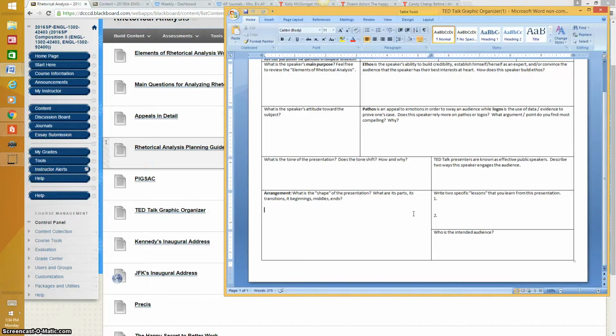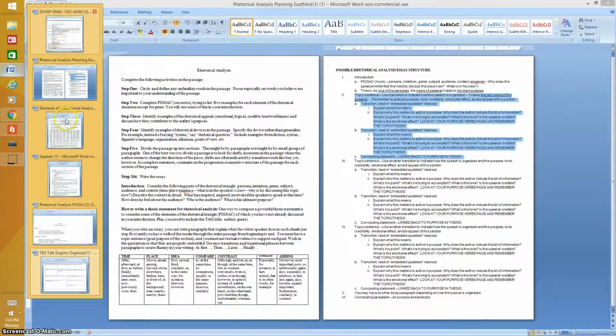This is key: arrangement. What is the shape of the presentation? This is very similar to the visual analysis. Where does your eye start? Where does your eye go next? Where does it go next? In speeches, we're doing the same thing. How is the speech arranged? How does it start? Where does it shift? How does it finish? Does it have three parts, two parts, four parts? How do you know the speaker has shifted to a different part, and what are some of the strategies he or she uses? Okay. Let's see. I think that's it.